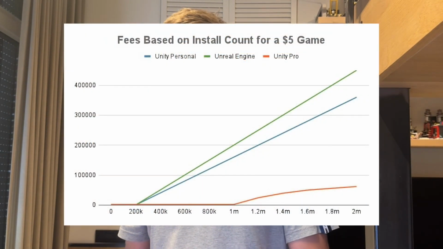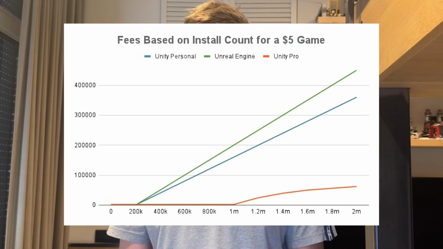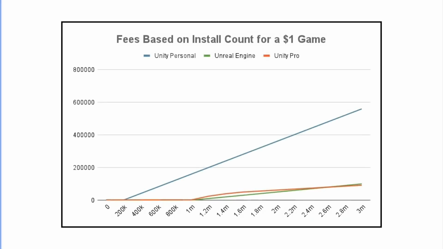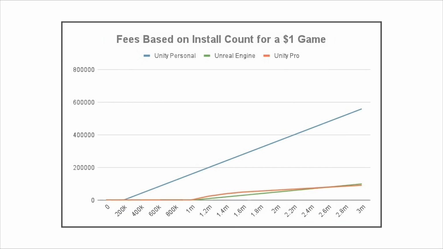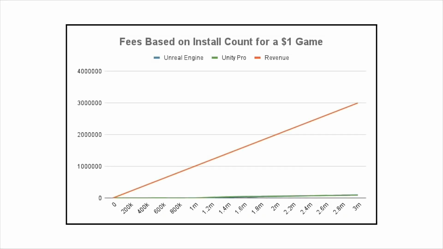Since Unity has a flat fee per install, the difference is smaller if you're selling your game for $5, however Unity is still always cheaper. Now if you're selling your game for only $1, yeah, the Unity basic plan is no longer viable. However, if you buy the Unity Pro plan, it is still cheaper than Unreal once you get to 3 million downloads. And these fees still pale in comparison to your revenue. For mobile games, you don't even have to pay any of these fees if you're using Unity ads.